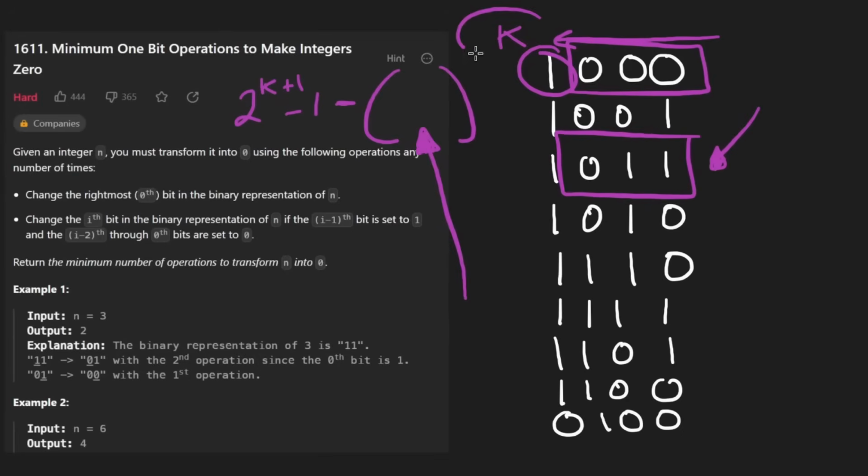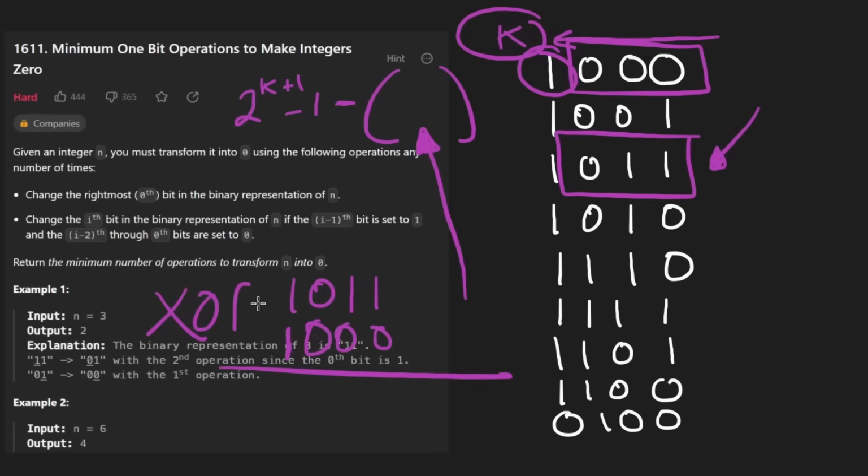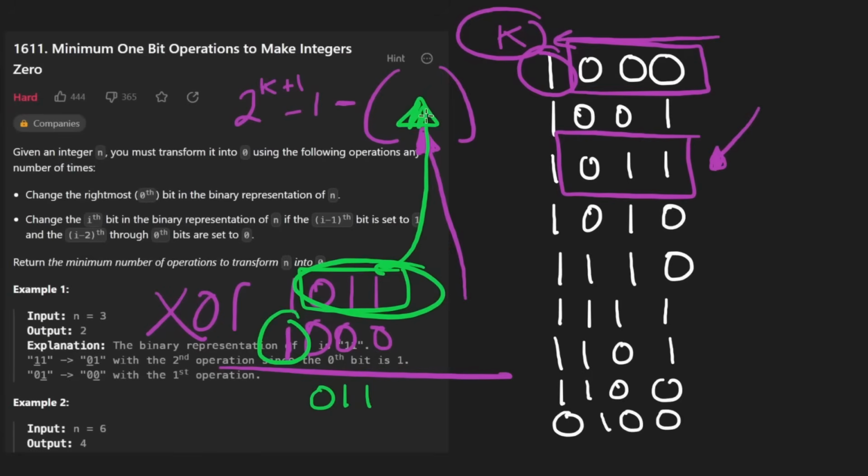Well, assuming we found the most significant digit k, we can get these digits by, for example, taking 1 0 1 1 and then 1 0 0. We can use the XOR operation, and from that we will be left with these remaining digits, which is 0 1 1. So all we need is the most significant bit. That will easily get us these remaining numbers, and then we'll pass that in to this function. So that's how we're going to solve it.